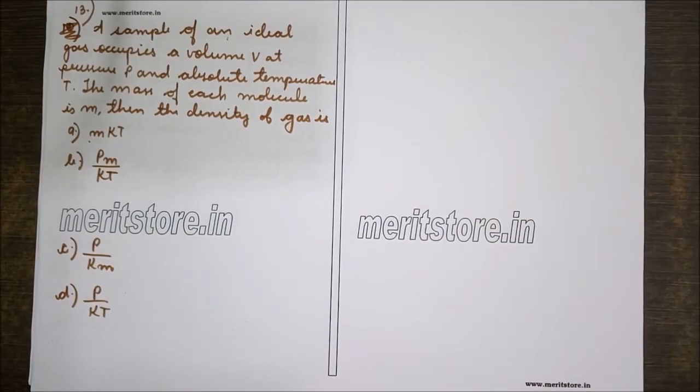A sample of an ideal gas occupies a volume V at pressure P and absolute temperature T. The mass of each molecule is m. Then the density of the gas is, the options given are mkT, pm upon kT, p upon m into k, and p upon kT.